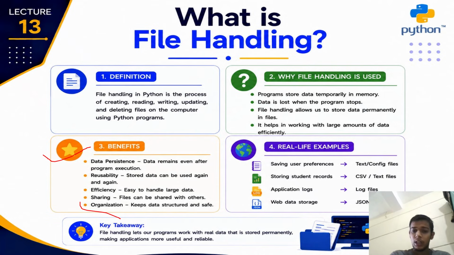Now let's look at some real life examples. We can store user preferences in text or configuration files. Student records can be stored using CSV or text files. Applications can maintain logs in log files to record important events or activities. And web applications can store structured information using the JSON format. Here it is written, JSON.